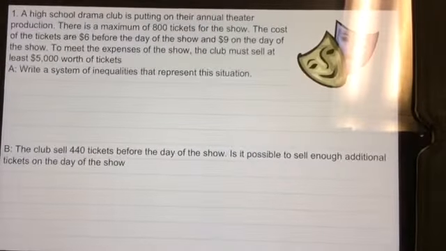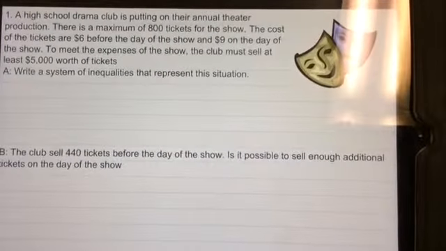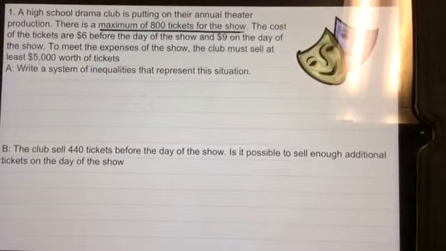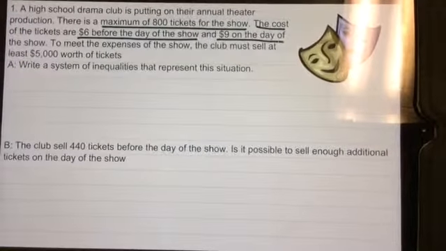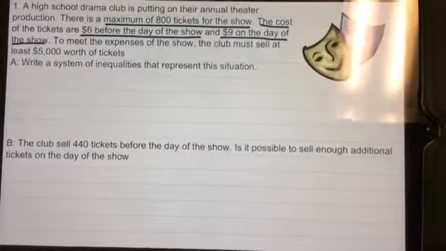First, you have to underline the important information. Maximum of 800 tickets sold for the show. The cost, $6 before the day of the show, $9 on the day of the show. The club must sell at least $5,000 worth of tickets.